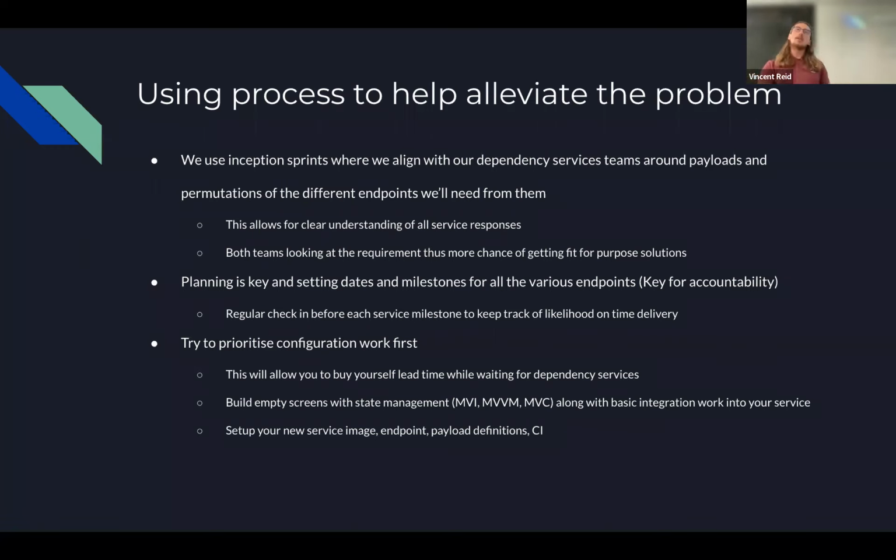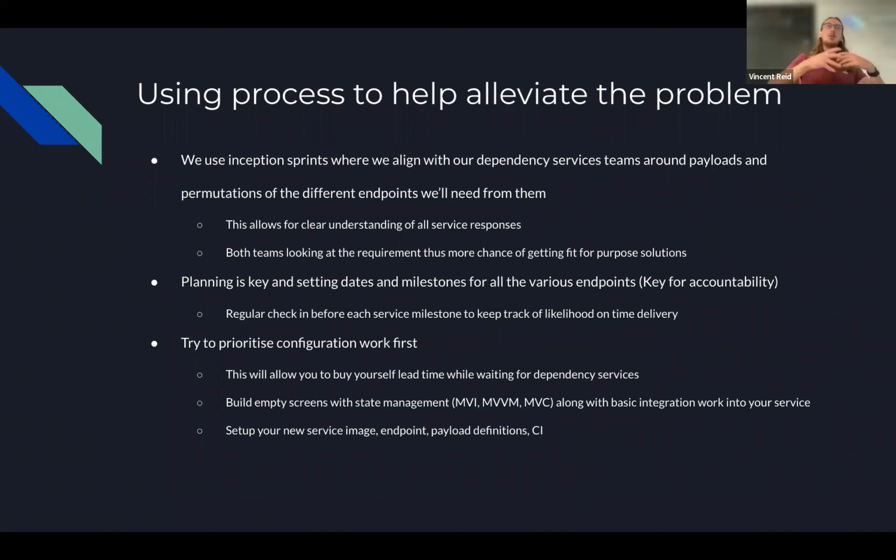And then something that we can do that isn't necessarily process related, it's just the way we schedule and plan our project, is to prioritize configuration work, all the boilerplate stuff, all the stuff that isn't really dependent on a different team. So in our world, we could build up your services, your CI pipelines, your new repos, all those nitty-gritty things. And this will essentially buy you lead time, the time up until the point that the team can deliver that first endpoint or that first milestone in terms of your dependency services. So yeah, that's quite an important element.